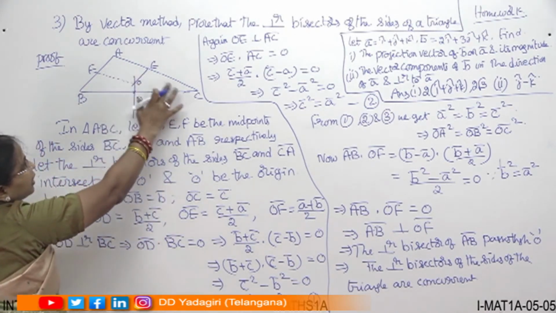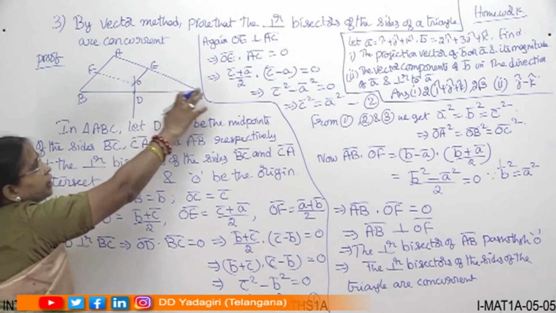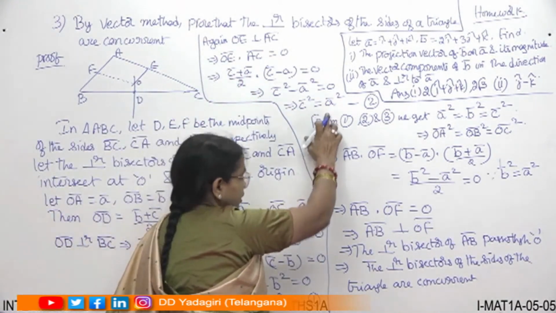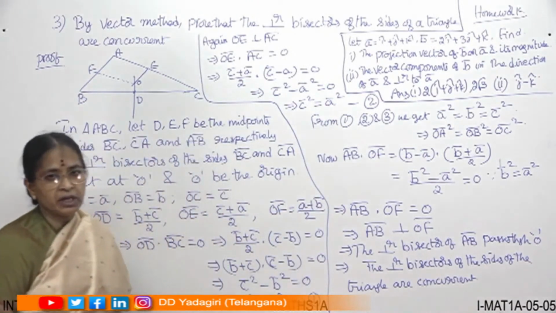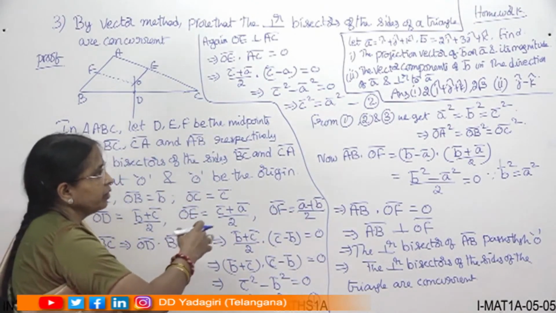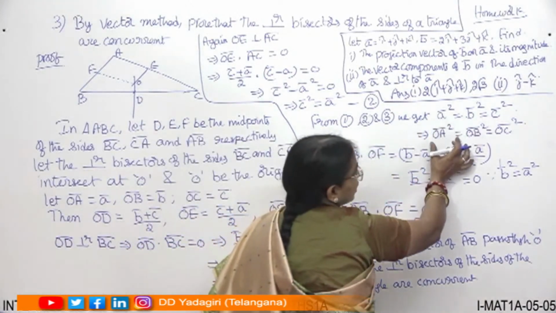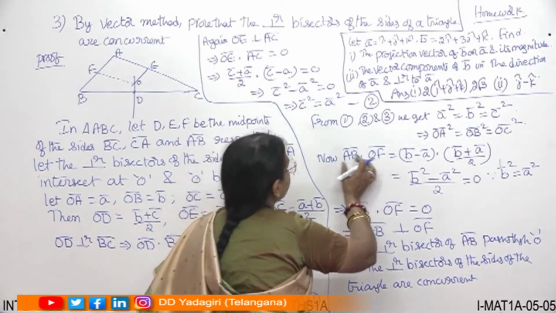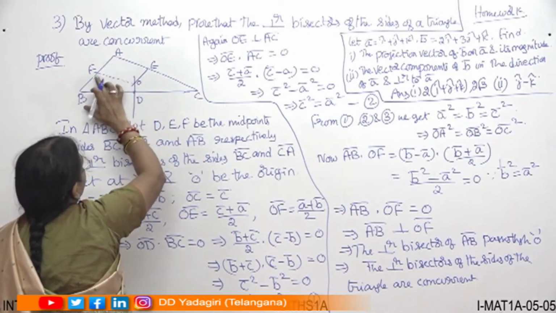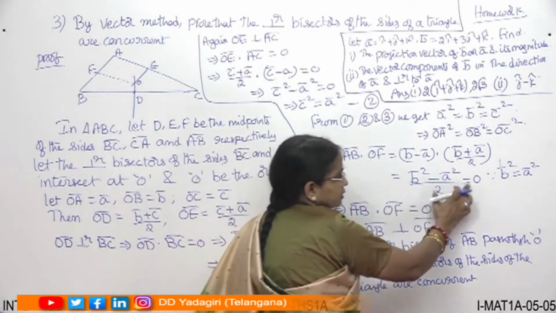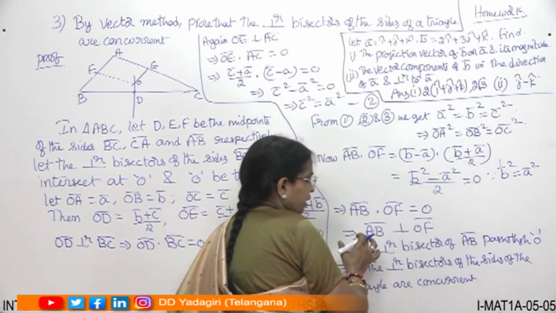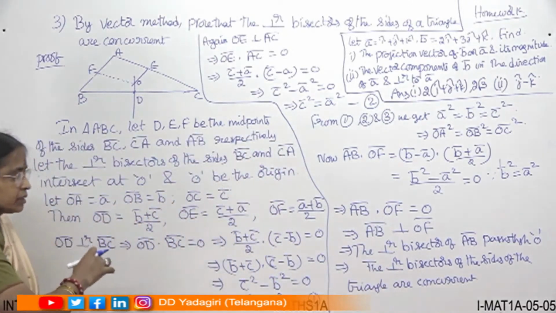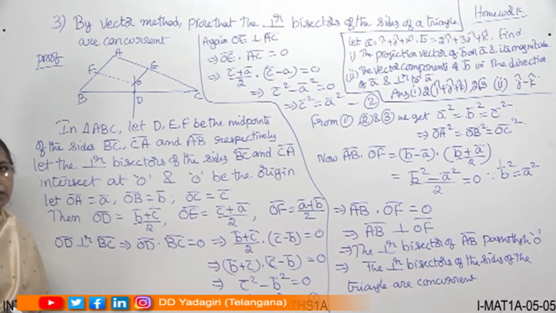In the same way, AC is perpendicular to OE, so their dot product is 0. So you get like this. So now from these 2, you will get A square is equal to B square is equal to C square. That means OA square is equal to OB square is equal to OC square. Now take AB dot OF. You will get this as 0 because B square is equal to A square. So they are perpendicular. So like this you prove that the perpendicular bisectors of the sides of a triangle are concurrent.